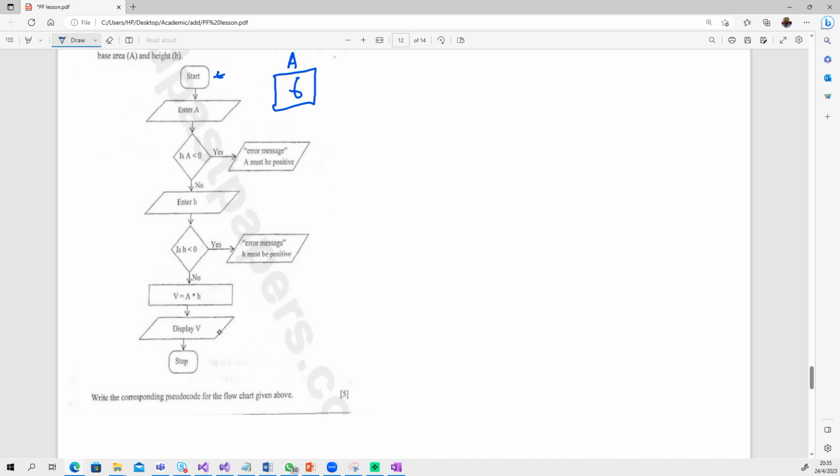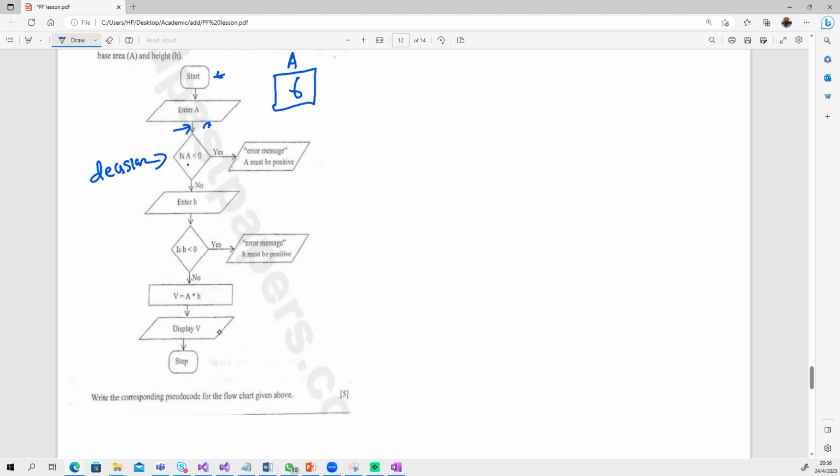What do we do next? We don't have to guess where to go next. We look at the arrow. The arrow says after someone enters the value of A, the next thing is this. So what did we say about this? Here there is a decision to be made. Okay. So is A less than 0? How do you understand this? You have to go back to what A was entered here.